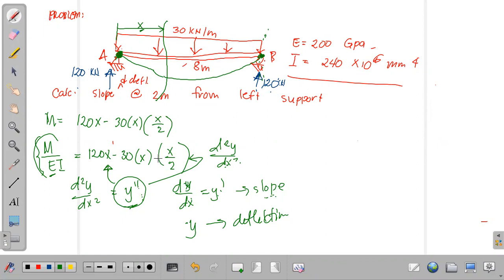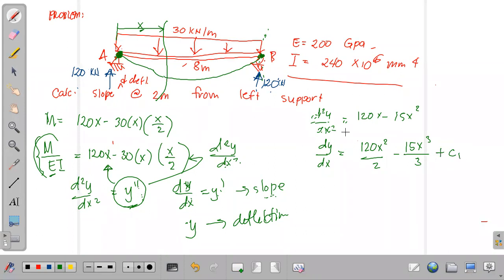Paki-integrate nyo nga ito. Yung equation natin. So, d squared y over dx squared is 120x minus 15x squared. Paki-integrate nga ito, dy over dx. Ano yung magiging dy over dx natin? Ma'am, 120x squared over 2 minus 15x cubed over 3 plus c1. Okay. So, I hope na alam nyo pa rin kung paano mag-integrate ng power rule.